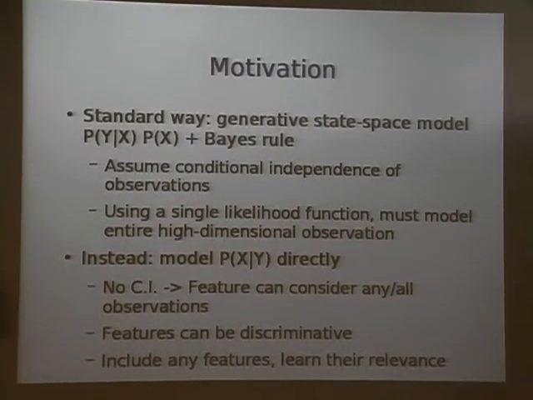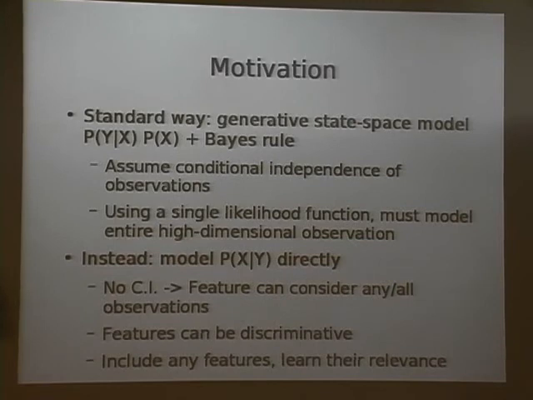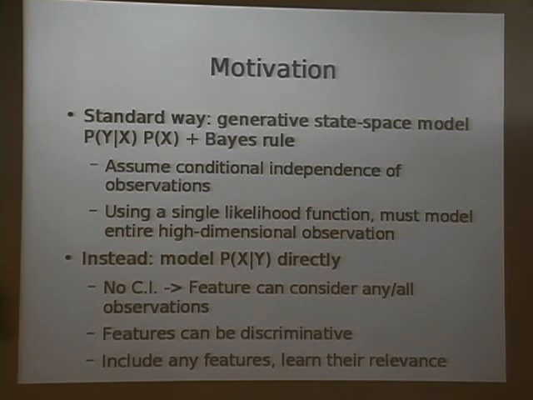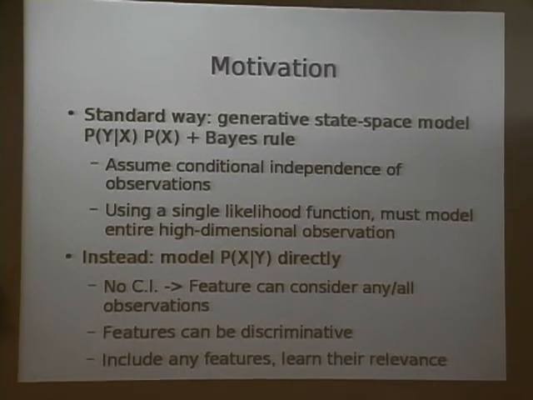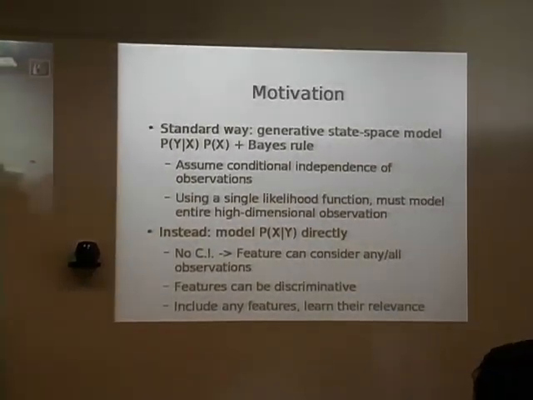So the motivation here. The standard way of modeling continuous state sequences given observations is using a generative state space model. So here, if we have a sequence of observations y and our state sequence x, then we model it by using these two components. First, we have an observation likelihood that says what do the observations look like given the state. So what is an image like if we know the position of the basketball?